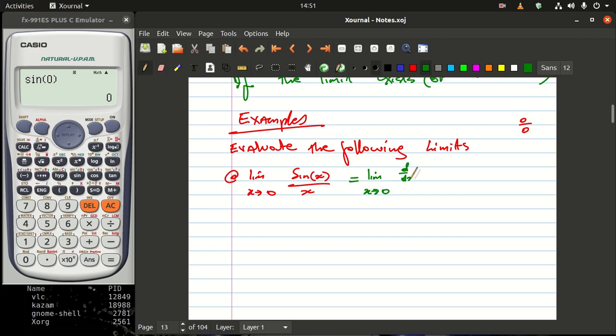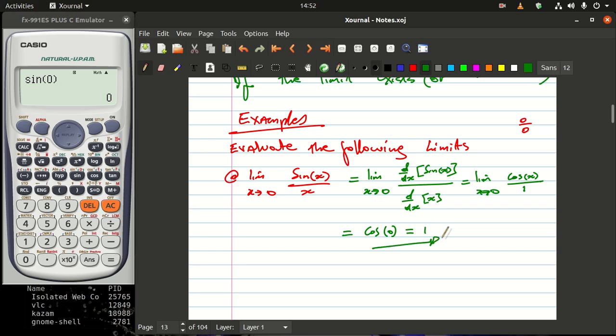I'm going to take the derivative with respect to x of sine of x, and then I divide this by the derivative with respect to x of just x. Of course, I still have the limit as x approaches 0, and the derivative of sine of x is cosine of x, and the derivative of x with respect to x is 1, and then after that I plug in a 0 there.